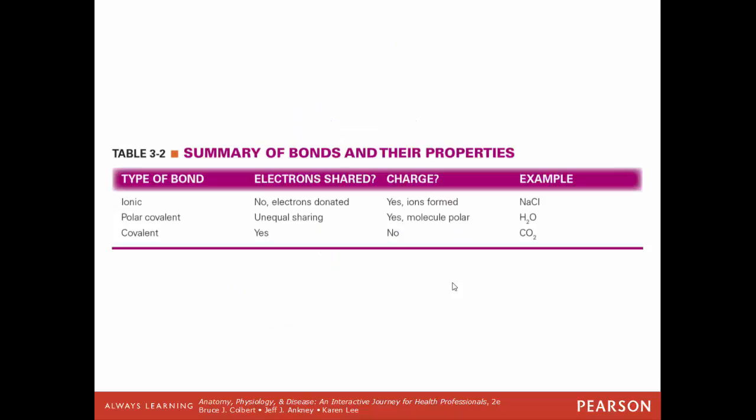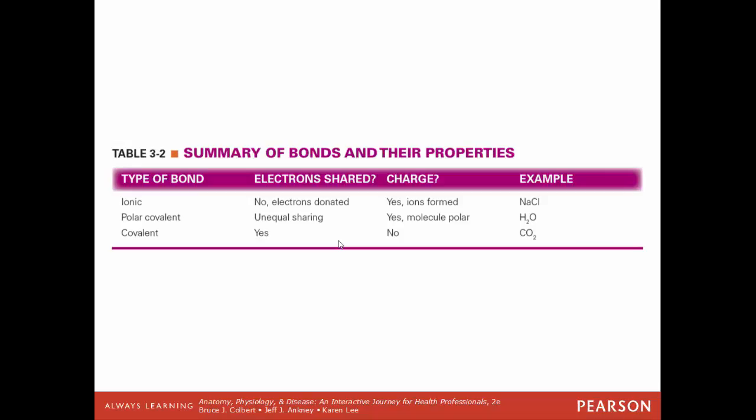All right, here's a summary of ionic bonds, polar covalent bonds, and covalent bonds. And what happens to their electrons, if they're shared or not, is there a charge, and a common example. So ionic, electrons aren't shared. Basically, one gets donated or stolen by another one. And by doing so, you are forming ions, such as table salt. Polar covalent, you have an unequal sharing. One will hog electrons a little bit more than the others.